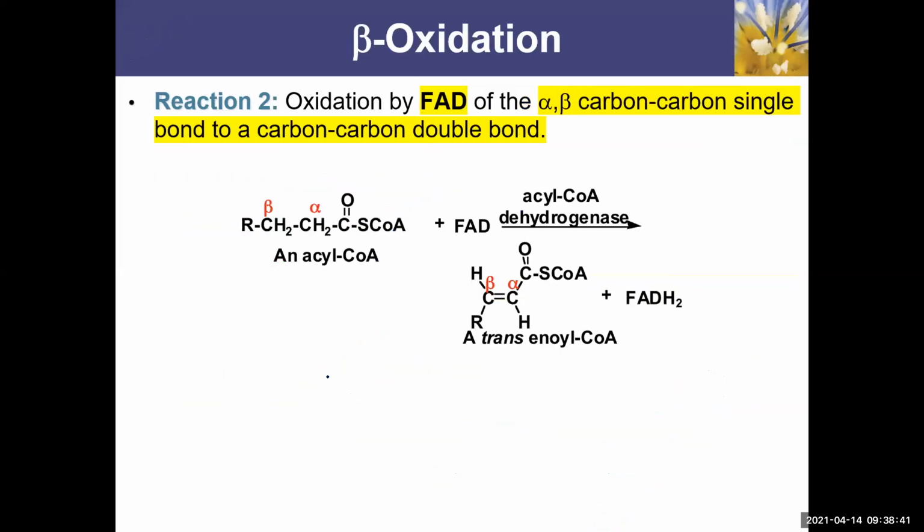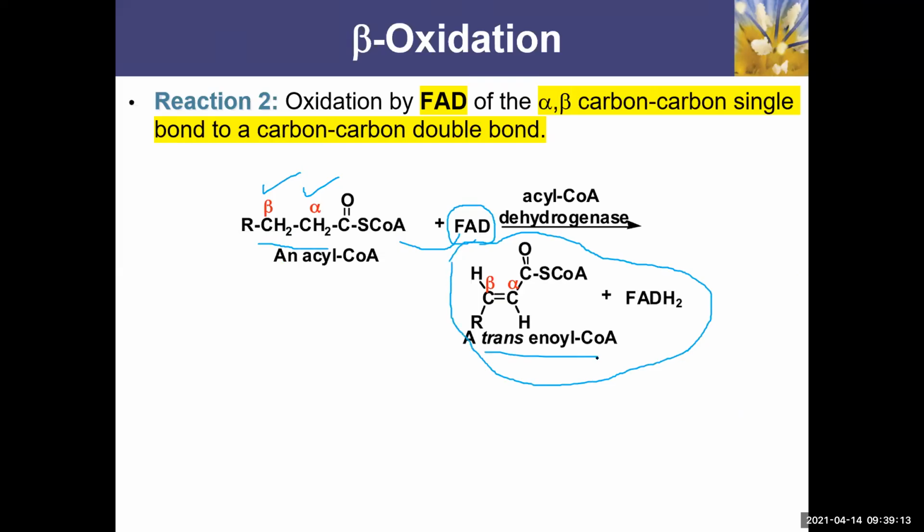Let's see step number 2. In step number 2, what is simply happening here? You will see two hydrogen atoms will be removed, one from the alpha carbon, another from the beta carbon. So step 2 is simply that we will have an FAD. Oxidation will be done by the FAD, and you will see the two hydrogen atoms will be removed here. As a result we will end up forming a trans enoyl CoA.